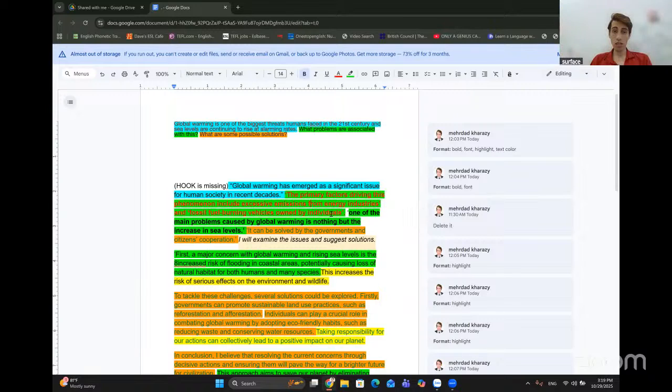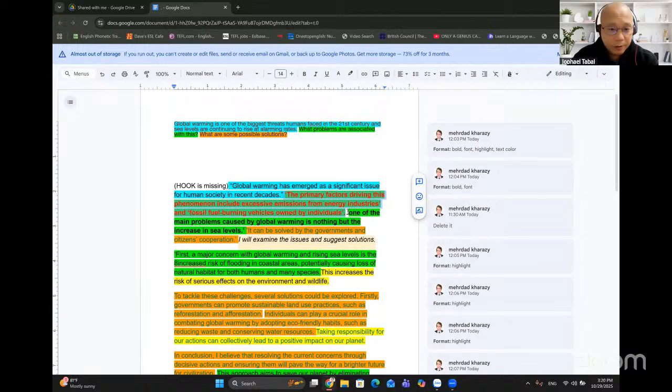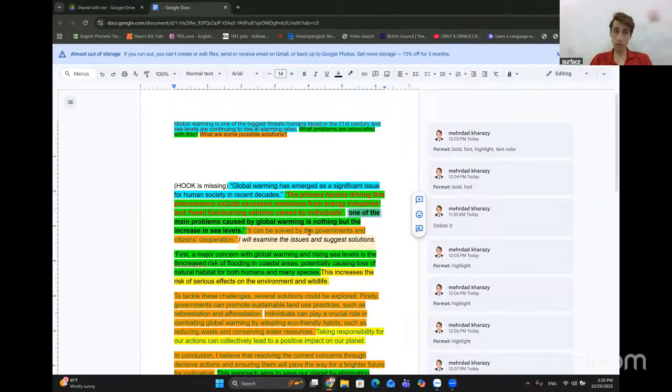So what she has done here is that she has written the cause here. One of the main problems caused by global warming is nothing but the increase in sea levels. In this part, she also used "nothing but", which is very advanced level grammar, as you know. I think this grammar is good to be used. It's complex, but it is very high level. And I also teach them "nothing but" if they are very good.